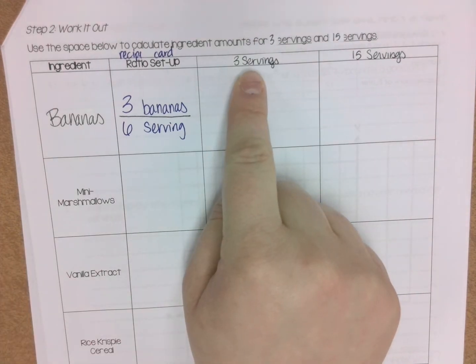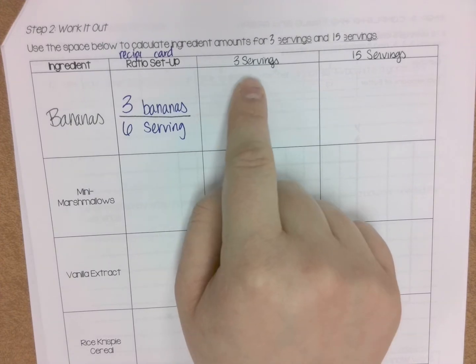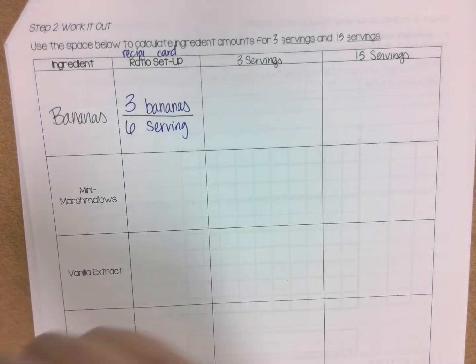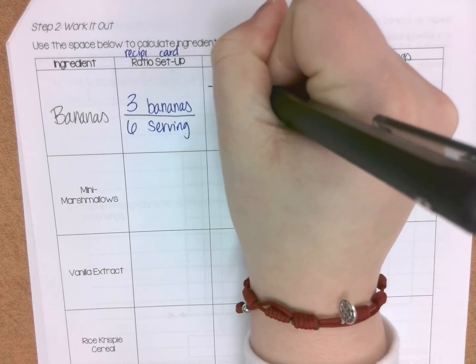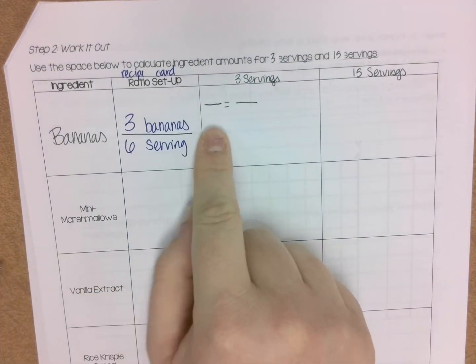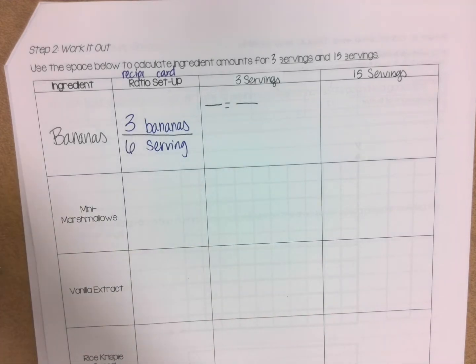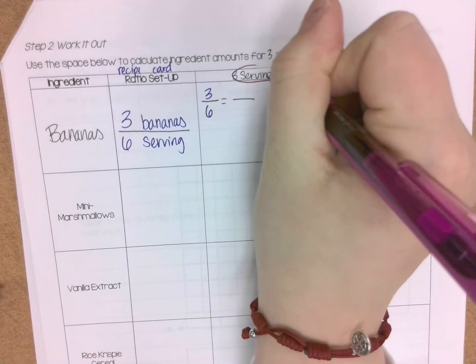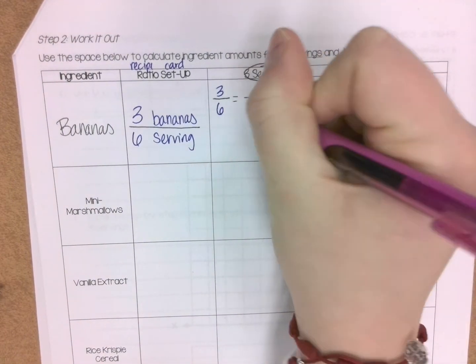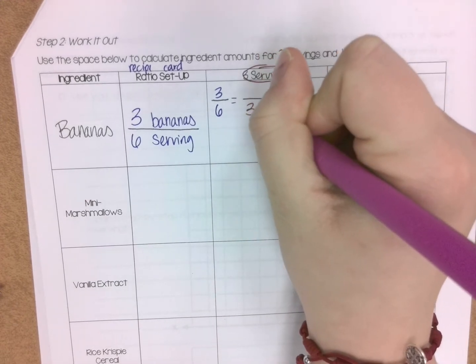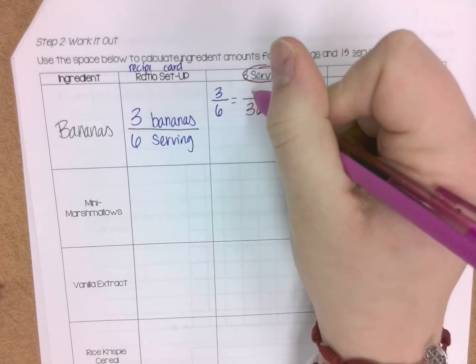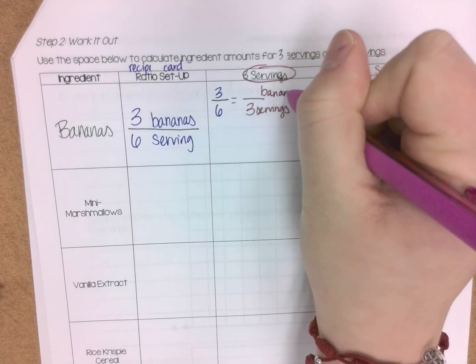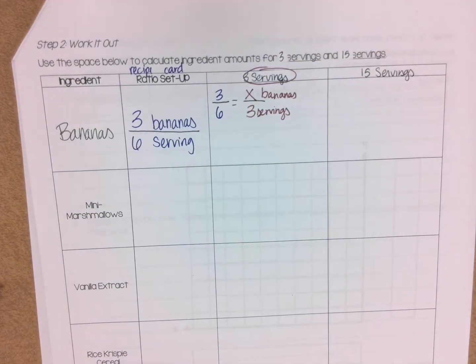Now we need to calculate for a new recipe. We need to set up a proportion. Remember, proportions are equivalent fractions. My first fraction is going to come from this ratio that I set up: 3 bananas for 6 servings on my recipe card. Now I need to figure out, based off of my new information, how many bananas I need for 3 servings. So that new 3 servings is going to go on the bottom. I need to figure out how many bananas I need for 3 servings.